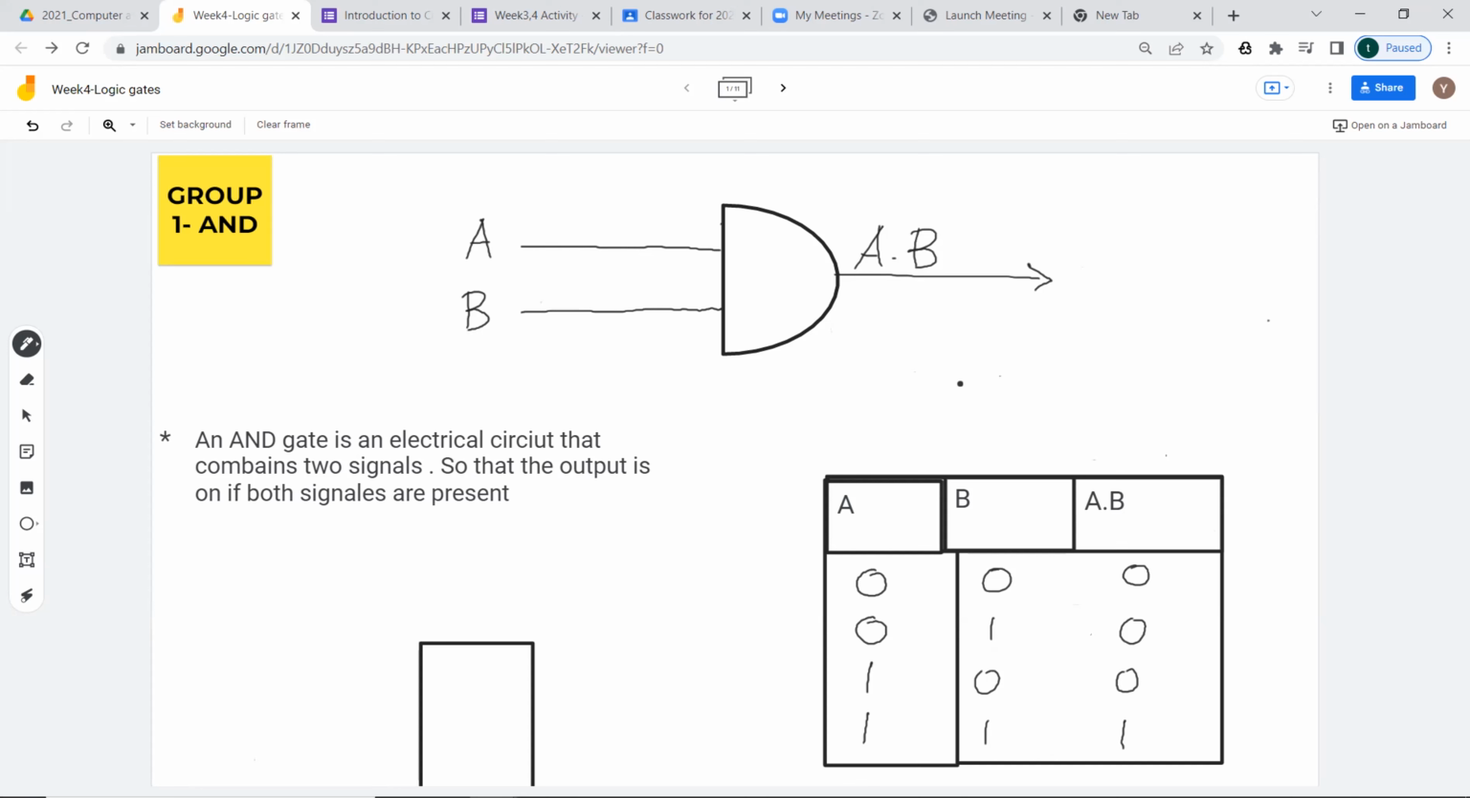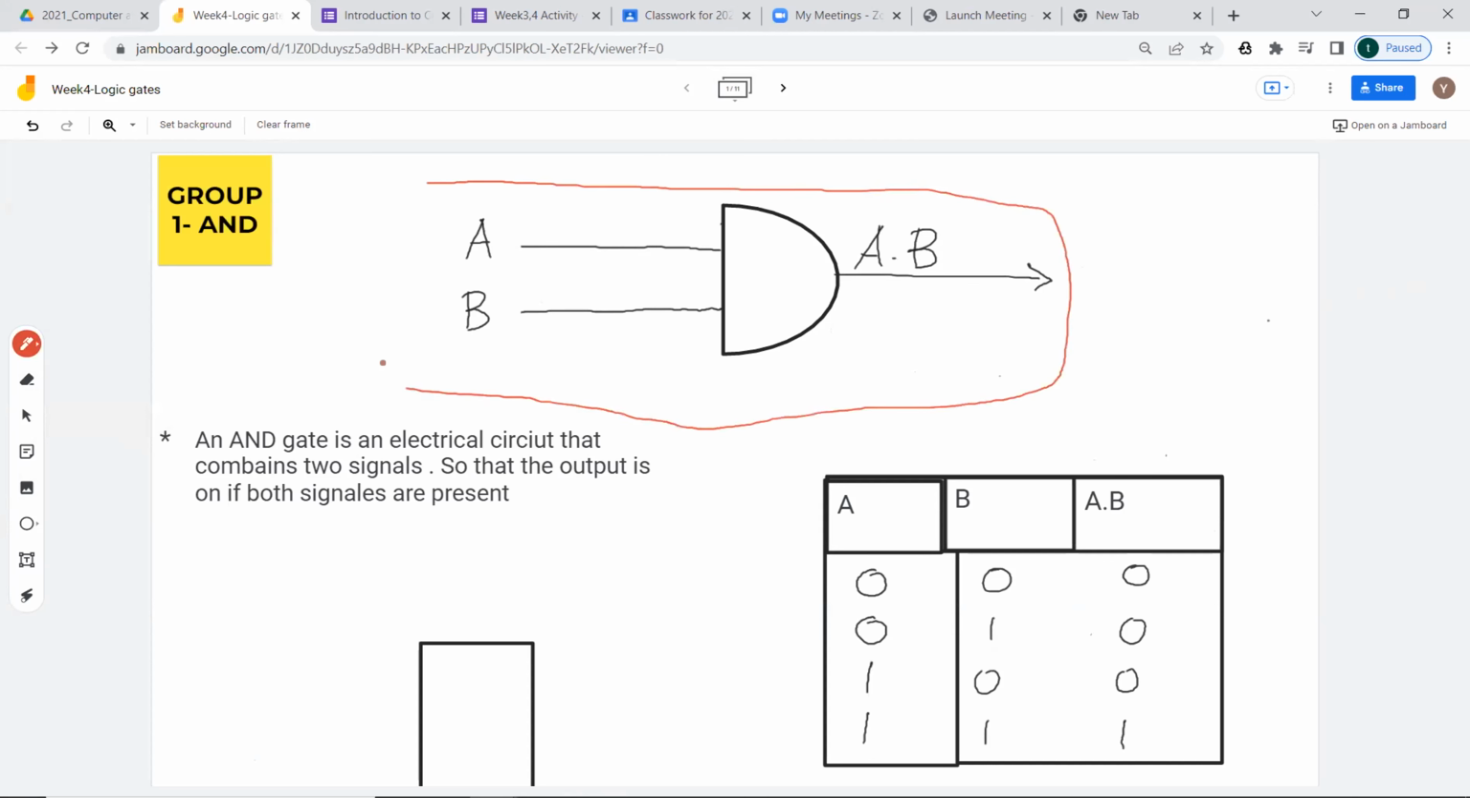Anybody from group 1? Yes, madam. Okay, thank you. We got AND gate. An AND gate is an electrical circuit that combines two signals so that the output is on if both signals are present. There is the AND gate circuit, you can see, and AND gates act according to this truth table.